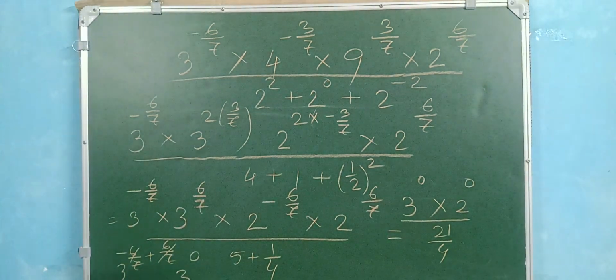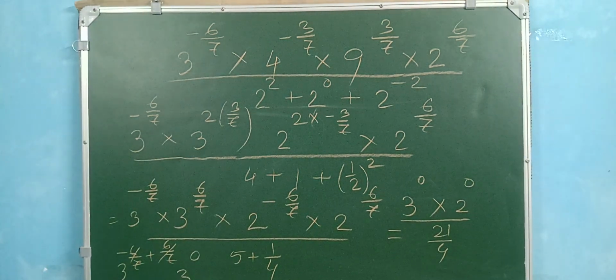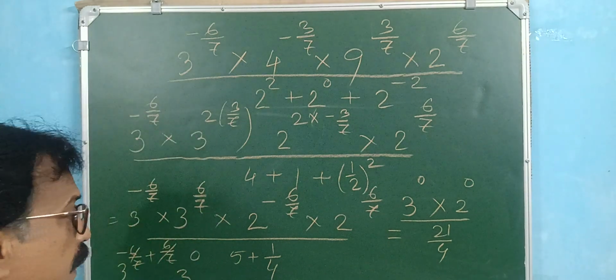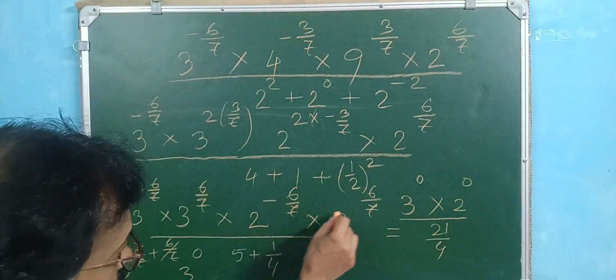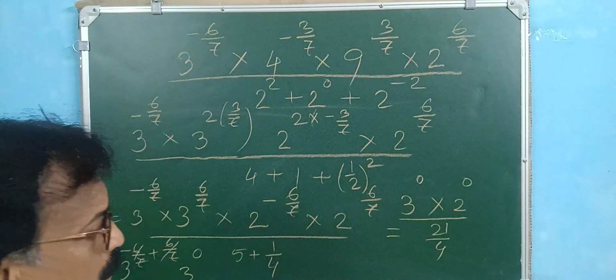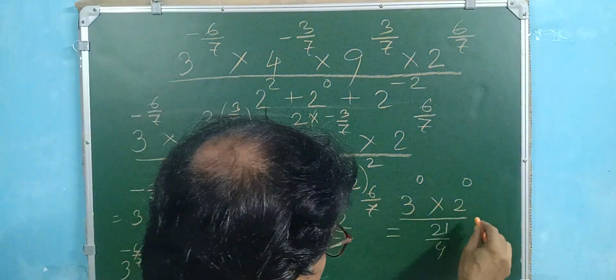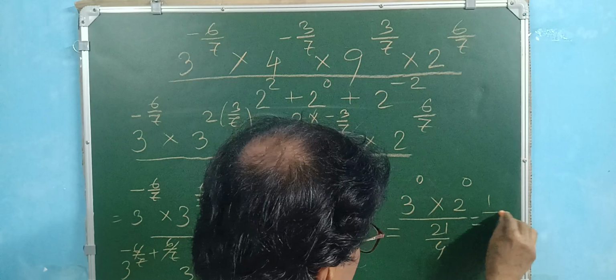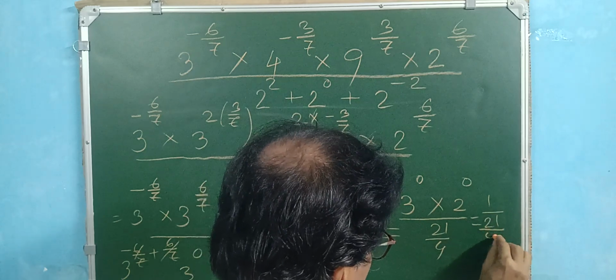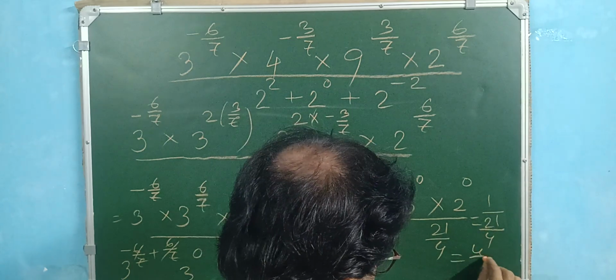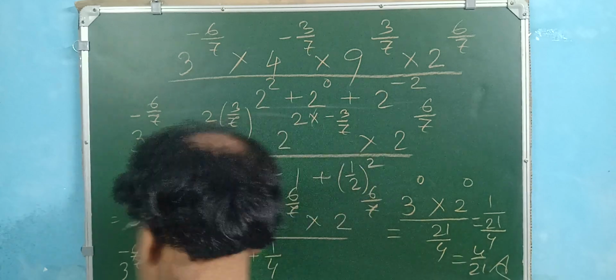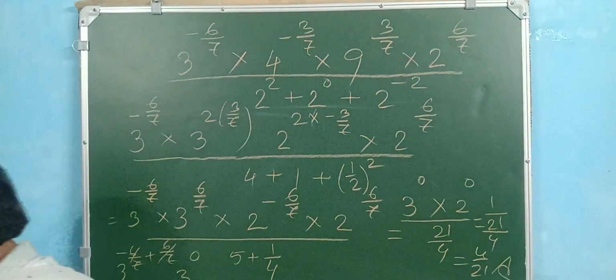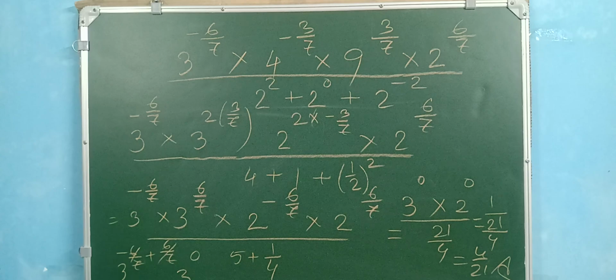So in this way, clear? Same as this, 2 to the power minus 6 by 7, and this plus 6 by 7, 2 to the power 0. So this is ultimately 1 by 21 by 4. So ultimately this is 4 by 21. This is the ultimate answer. 4 by 21. This is the ultimate answer.